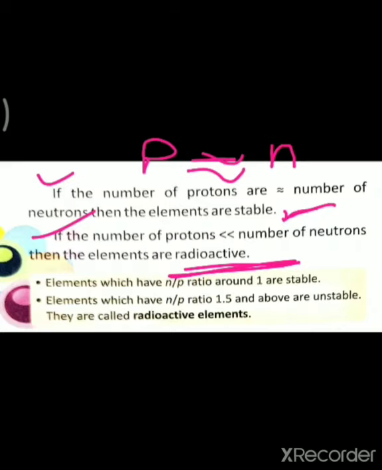Elements which have an N by P ratio around 1 are stable, and elements which have an N by P ratio of 1.5 and above are unstable. They are called radioactive elements. See here.